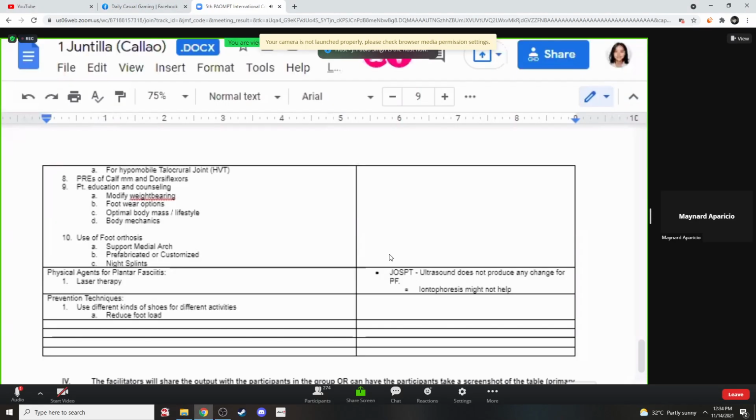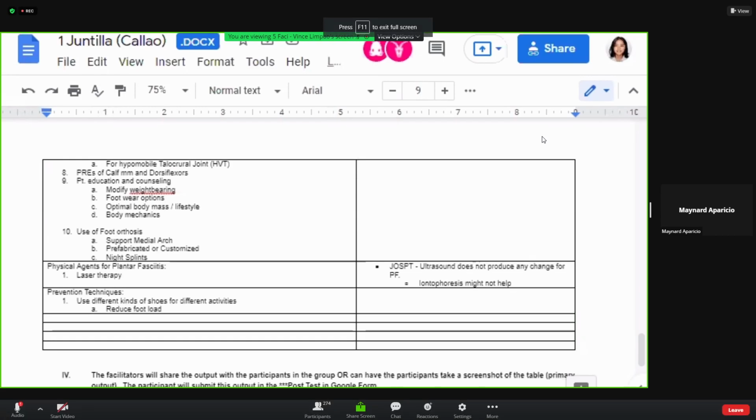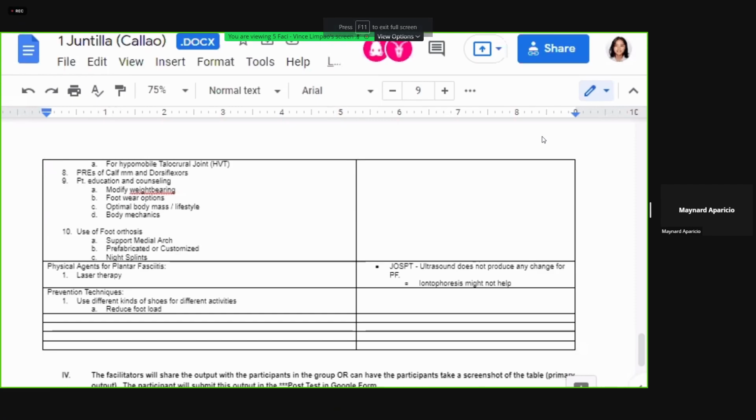can maintain optimal body mass, changes in lifestyle, body mechanics, use of foot orthosis also, especially support for the medial arch, can be prefabricated or customized. So yung mga doctor shoes na foot orthotic devices, consider also the use of night splints.